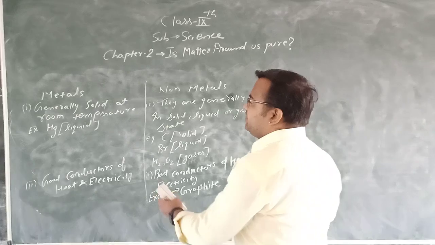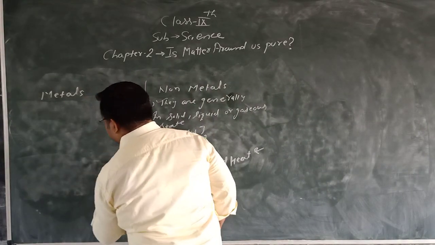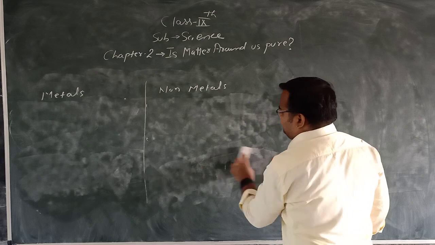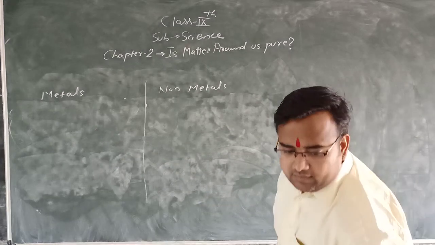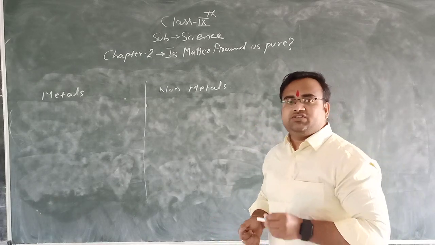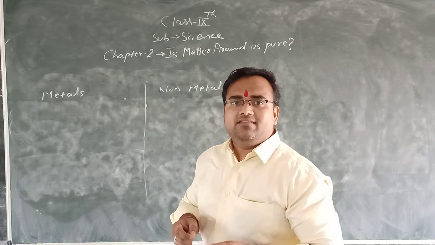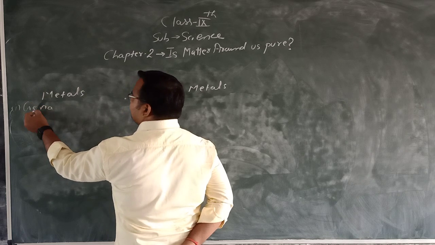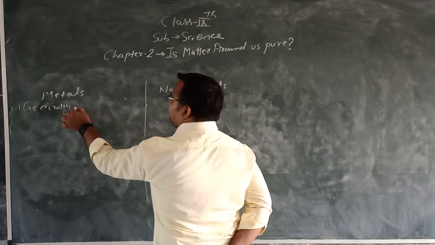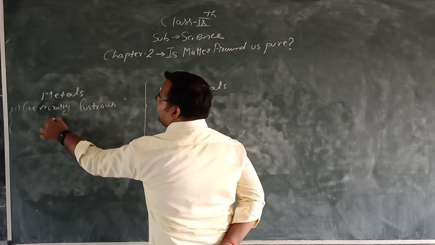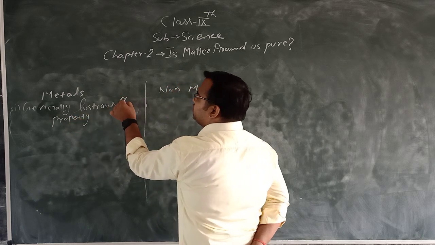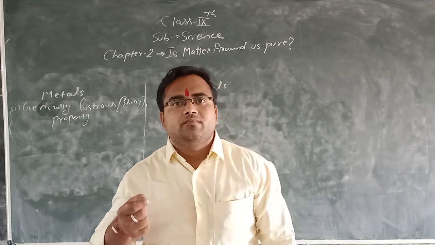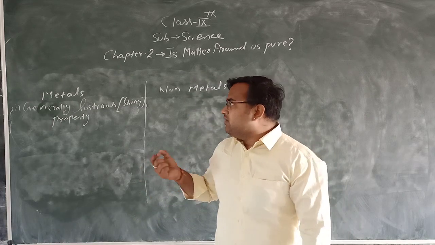Now we will see another difference between metals and non-metals. Metals have generally the property of luster. Luster means shiny surfaces. Metals are generally having these shiny surfaces. For example, gold, silver, etc. Copper we can also say.